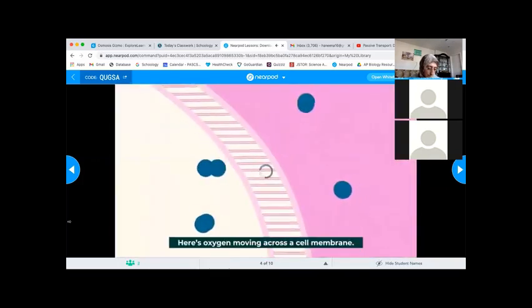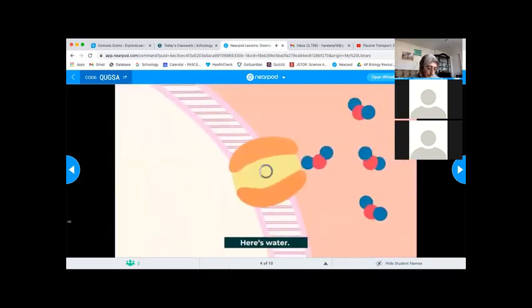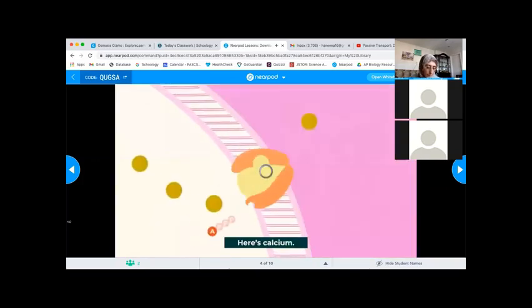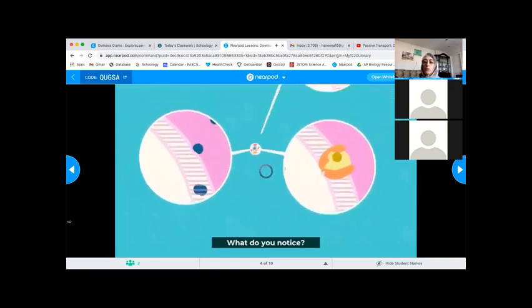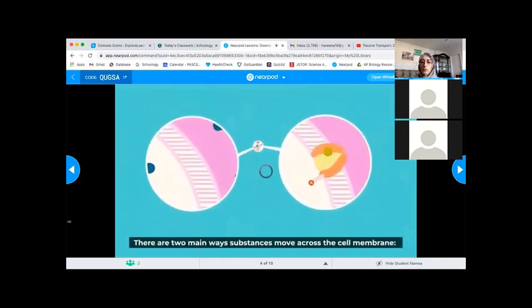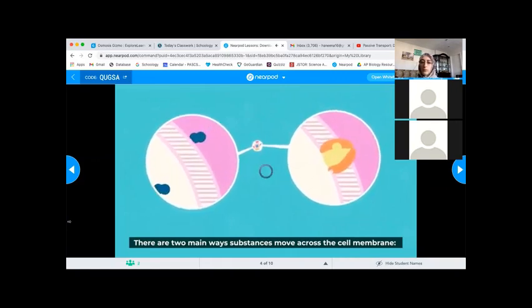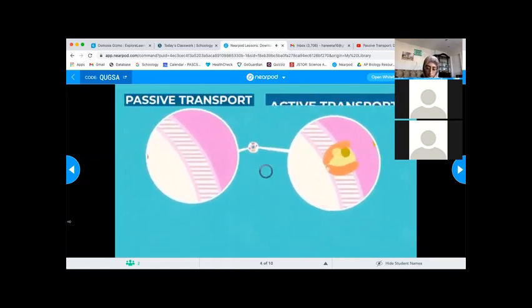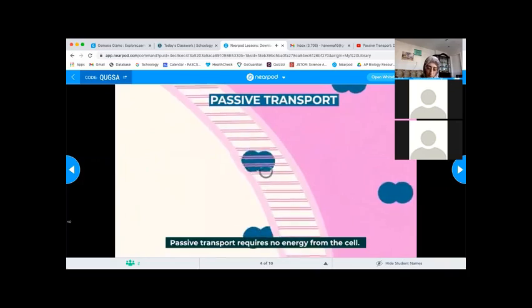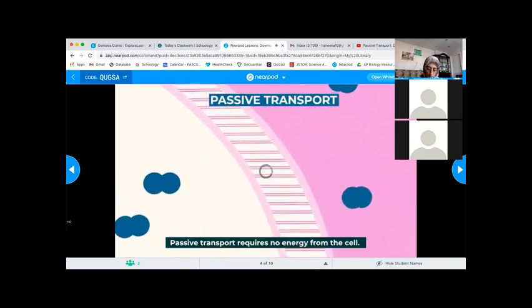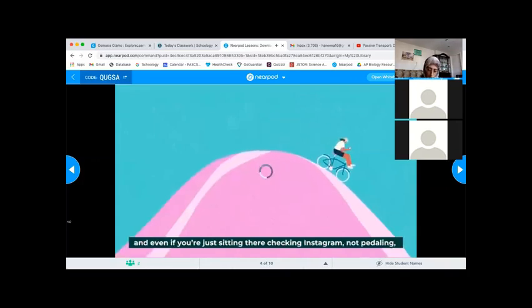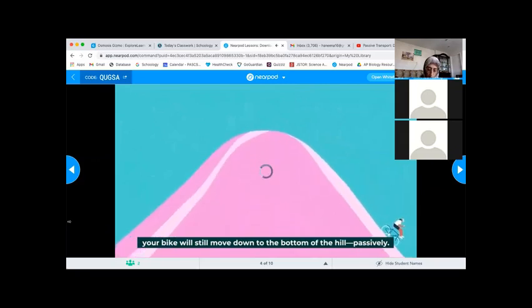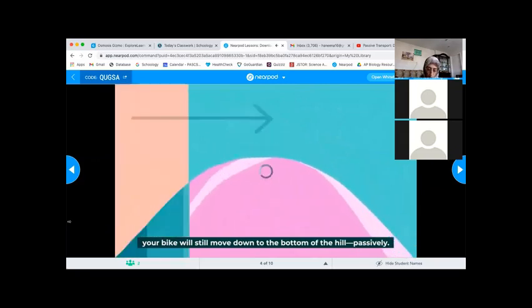Here's oxygen moving across a cell membrane. Here's water. Here's calcium. What do you notice? There are two main ways substances move across the cell membrane: passive transport and active transport. Passive transport requires no energy from the cell. Let's say you're biking down a hill, and even if you're just sitting there checking Instagram, not pedaling, your bike will still move down to the bottom of the hill, passively.